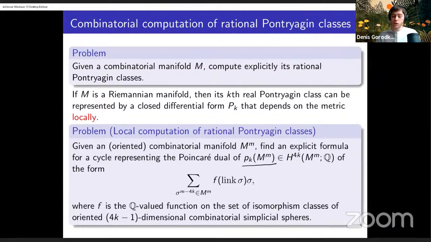And so we take the Poincaré dual and we have to receive a cycle, an M minus 4k dimensional cycle. So the cycle should be just the sum of M minus 4k dimensional simplices of M with some coefficients. And the locality condition here means that the coefficient corresponding to the simplex sigma only depends on the neighborhood of the simplex, in combinatorial terms, on the link of the simplex. So the coefficient should be some function on all 4k minus one dimensional combinatorial spheres. Why? Because the link of any M minus 4k simplex is a 4k minus one dimensional sphere. I'll recall, we'll only be working with the first Pontryagin class. So in our case, we will have three dimensional combinatorial spheres, which is a much, much simpler object.